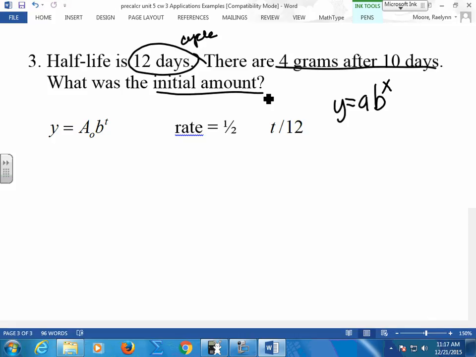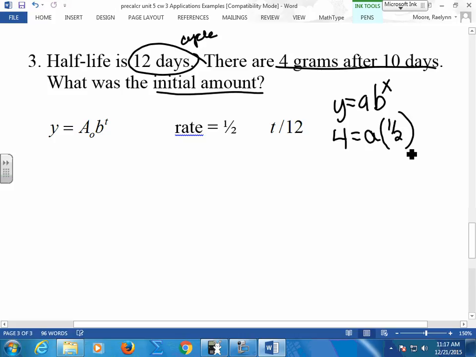In the Y, the A, the B, or the X? The Y. This is what I was ending up with. I don't know what we started with, but I know my half-life, there's my rate, and I'm going days. X will represent my days, but am I half-lifing every day? No. Every how many? Every 12 days. Do I expect A to be larger or smaller than 4? I'm half-lifing. More, right?